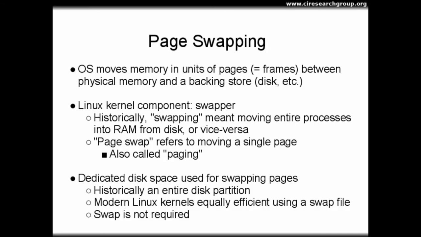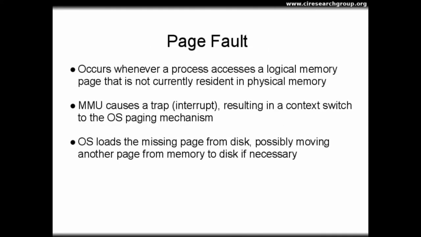It should be noted that swapping is an optional feature, and it is possible, and even quite common, to run systems without any backing store or swapping capability. Most embedded Linux systems, such as Android devices, do not use a backing store. If memory cannot be allocated to a process on such a system, the process typically crashes. Now, page swaps are implemented by the operating system.